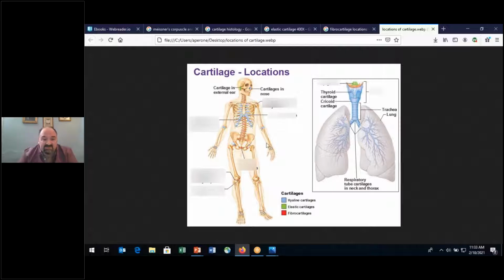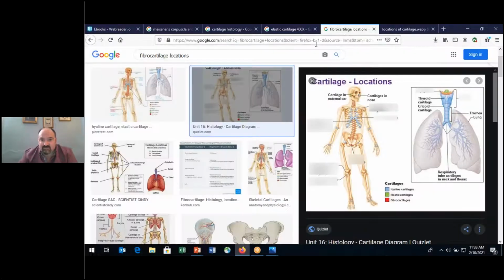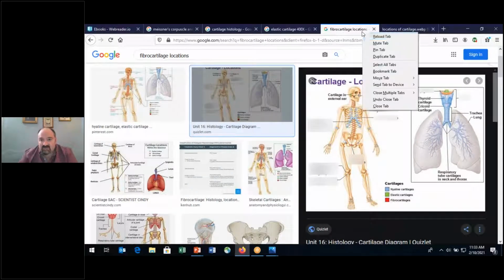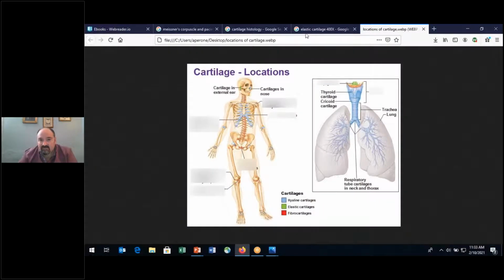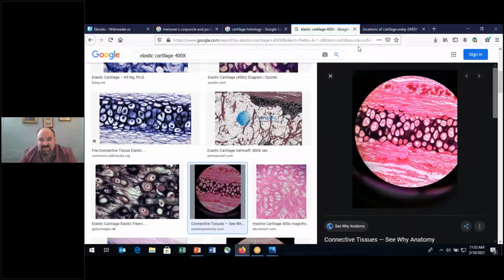The pubic symphysis, see this space right here? We have these coxal bones, your hip bones, and right here in the middle, that's your pubic region, and that pubic symphysis, that joint right there, fibrocartilage. Okay, let's look at fibrocartilage. Close that out. So this is elastic cartilage.